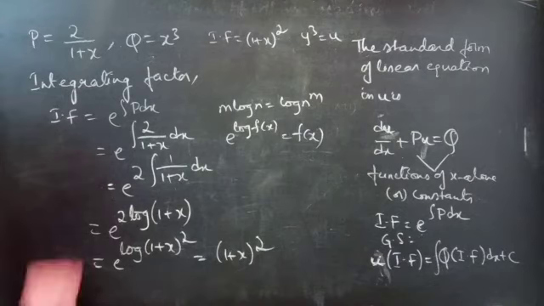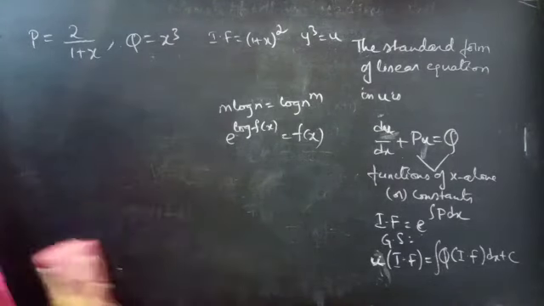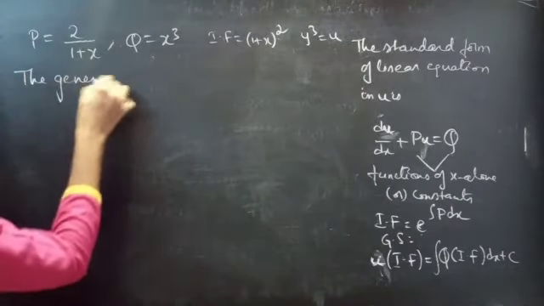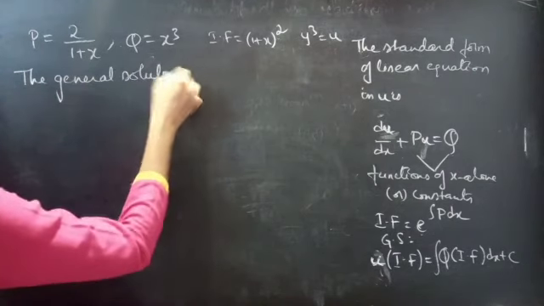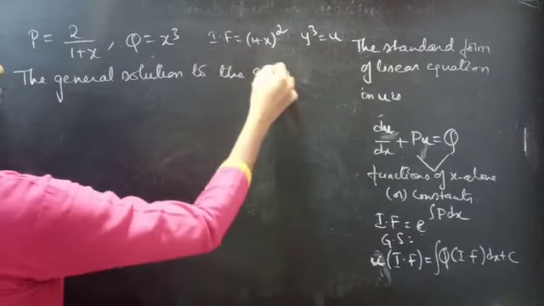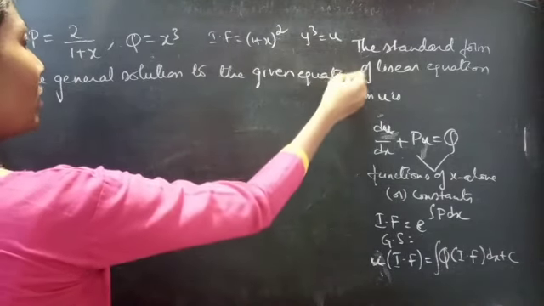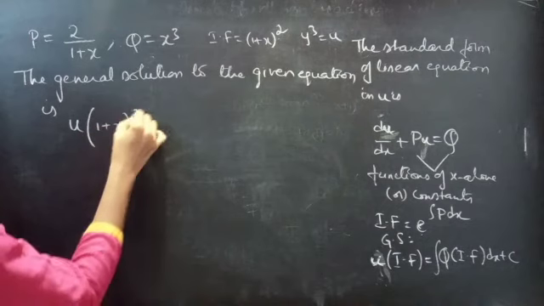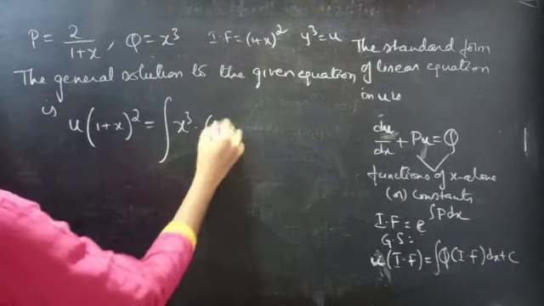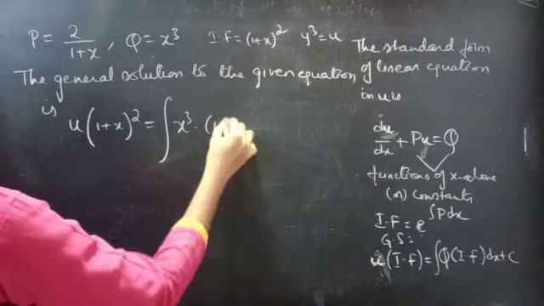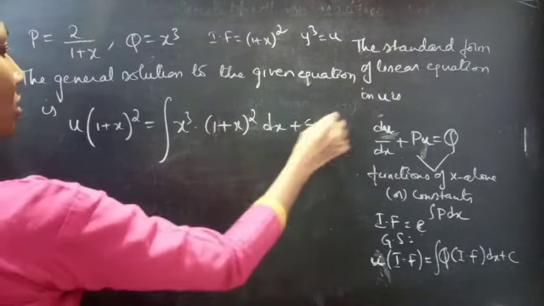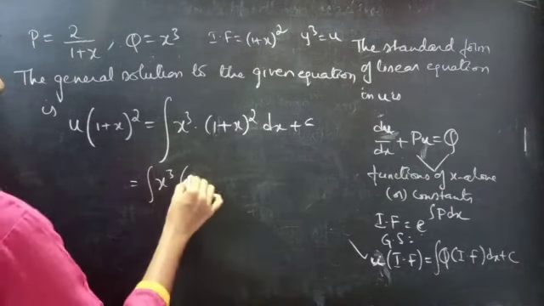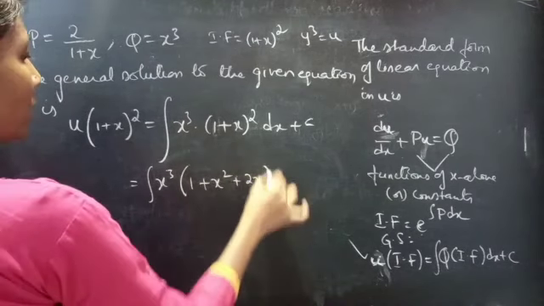Now we got the integrating factor. Now it's easy to find the general solution. The general solution to the given equation is given by u times integrating factor equals integral q into integrating factor, that is 1 plus x whole square into dx, plus c. We'll just use this formula: equals integral x cube into 1 plus x square plus 2x into dx plus c.